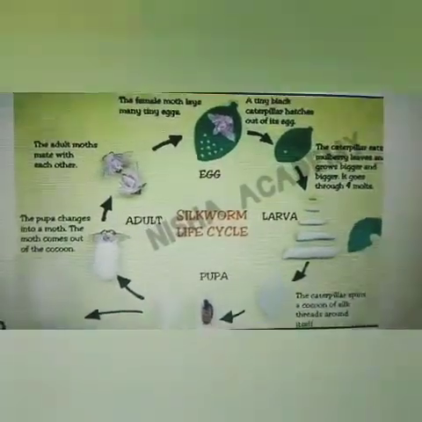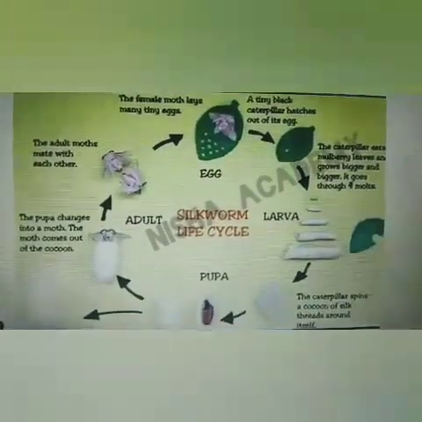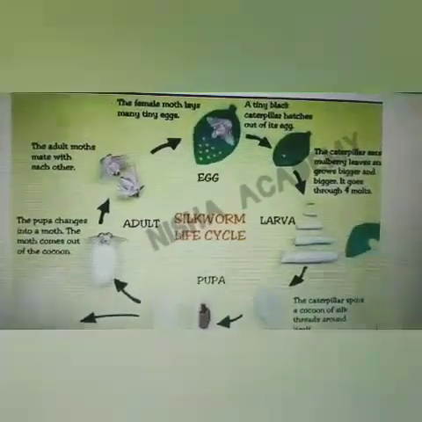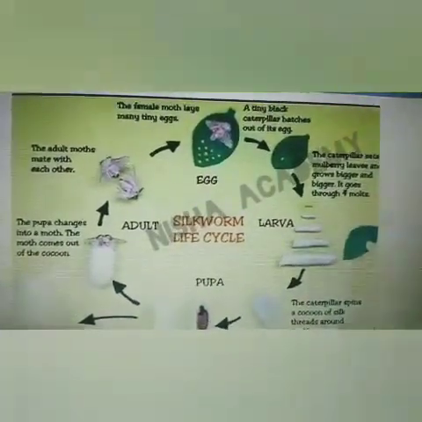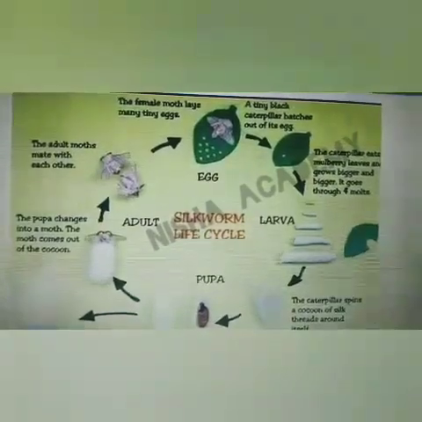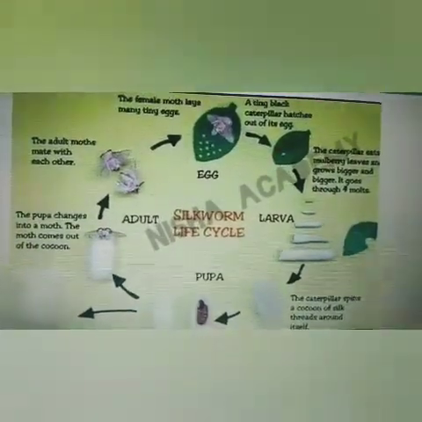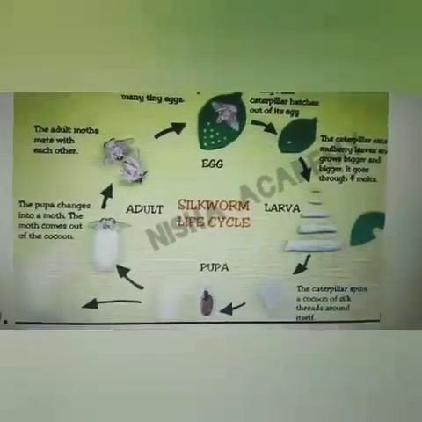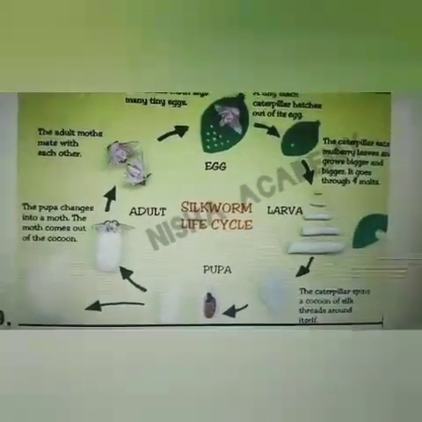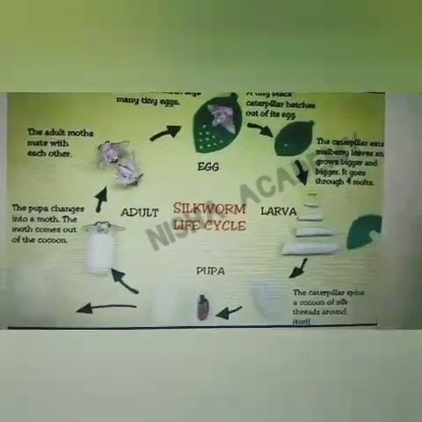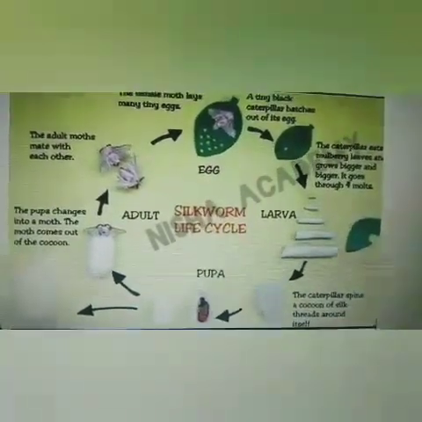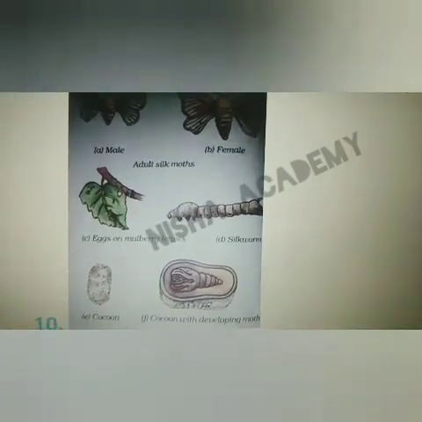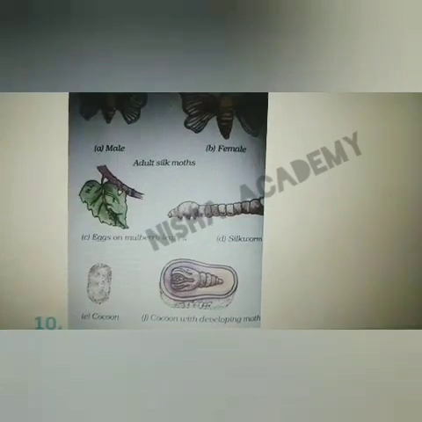From this picture, you can clearly understand the life cycle of silkworm. See, the adult moths mate with each other, then the female moth lays many tiny eggs, then this egg converts into a larva, then this larva converts into a pupa, and the pupa converts into the adult moth in cocoon, from which we can get silk fibers. From this picture also, you can clearly understand its life cycle.